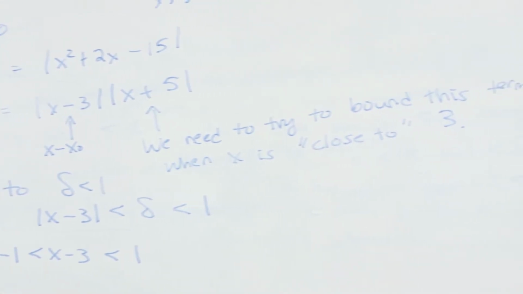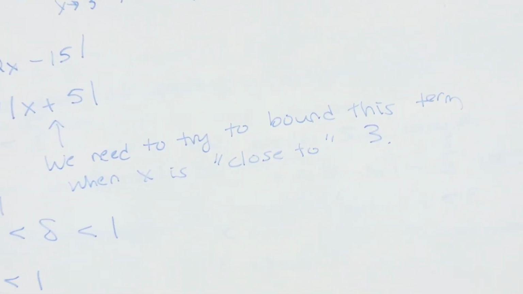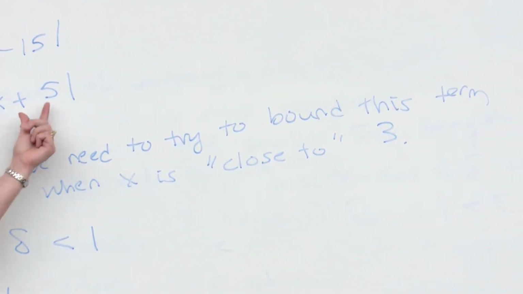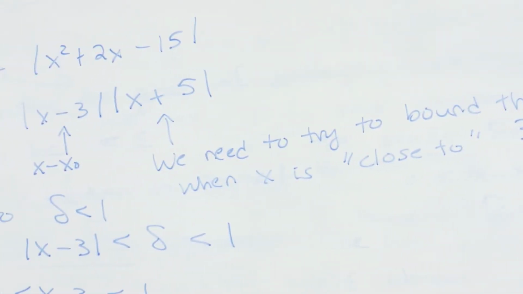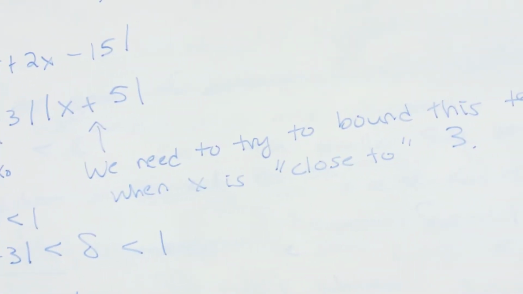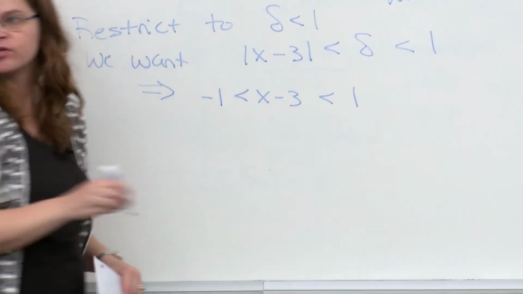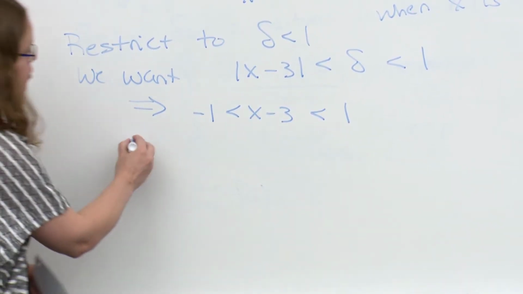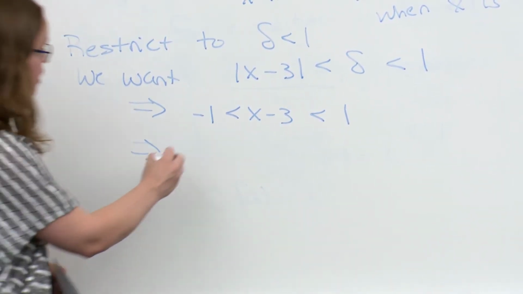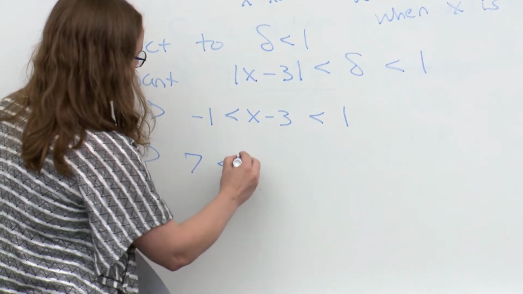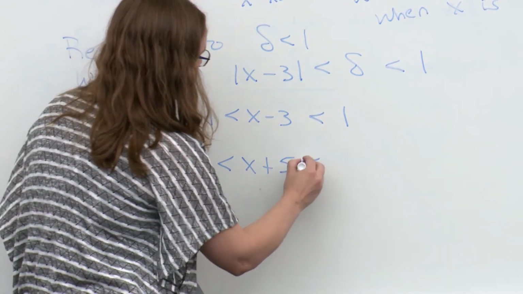All right, now this is not the thing that I'm trying to control at the moment. We need restrictions on this eventually. The thing I'm trying to control at the moment is what happens to x plus 5. So to get a handle on x plus 5, I'm just going to add 8 all the way through this inequality. So if I add 8 all the way through this inequality, what do I get? 7 is less than x plus 5 is less than 9.